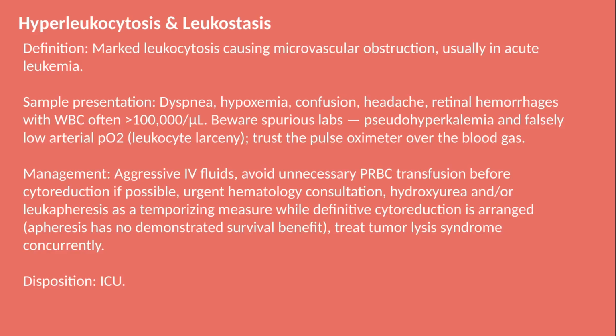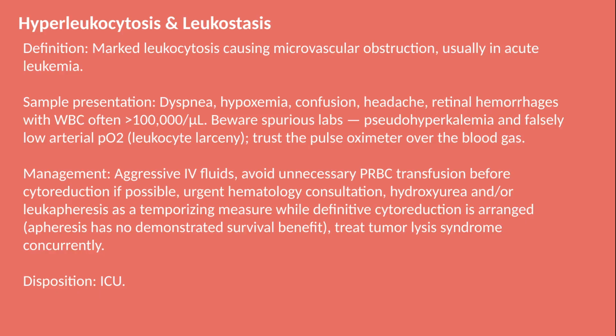Hyperleukocytosis with leukostasis is a marked elevation in white cells, often above 100,000 per microliter, and typically in acute leukemia, especially the myeloid type, where the blasts are large and sticky enough to plug the microcirculation. The symptoms are those of sludging in the two organs that tolerate it least, the lungs and the brain. Expect dyspnea and hypoxemia, confusion, headache, visual changes, and retinal hemorrhages on fundoscopy.